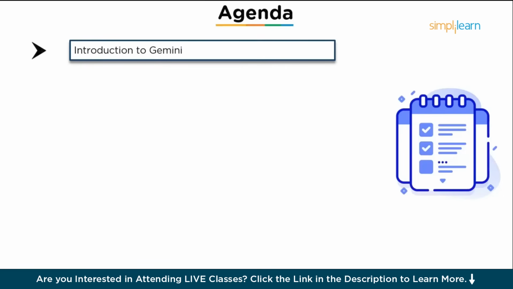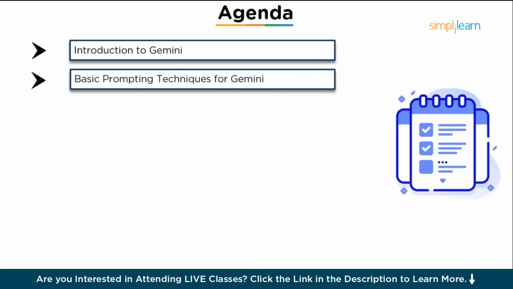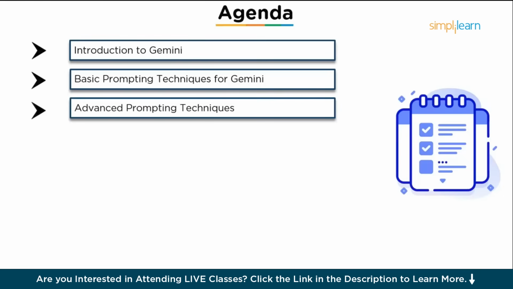Firstly, we'll start with an introduction to Gemini. We'll cover what it is, its core architecture and key features. Next, we'll be diving into the practical side with basic prompting techniques for Gemini. These sections will lay the foundation for crafting effective prompts to get the desired outputs. Building on that, we'll explore advanced prompting techniques. Here, we'll discuss more sophisticated strategies to unlock Gemini's full potential for complex tasks.